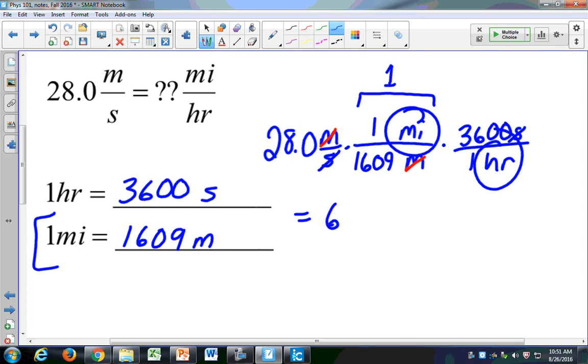And that gives me 62.6. Notice my sig figs here. I have 3 sig figs here. I carry 3 sig figs here. That's because even though it looks like I only have 2 here, how many significant figures really do I have for 3,600?